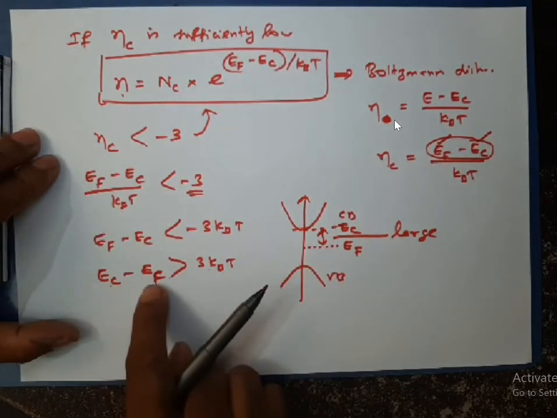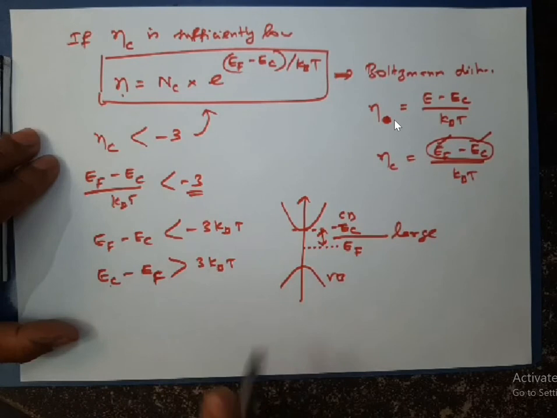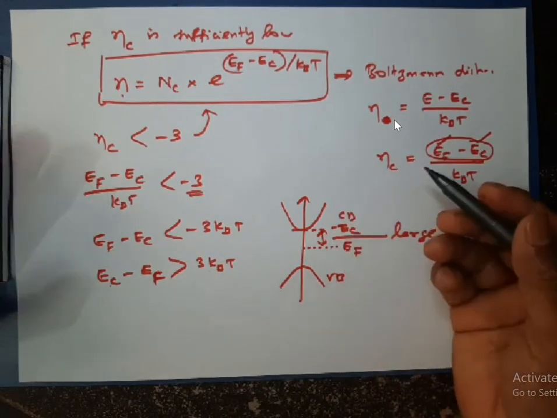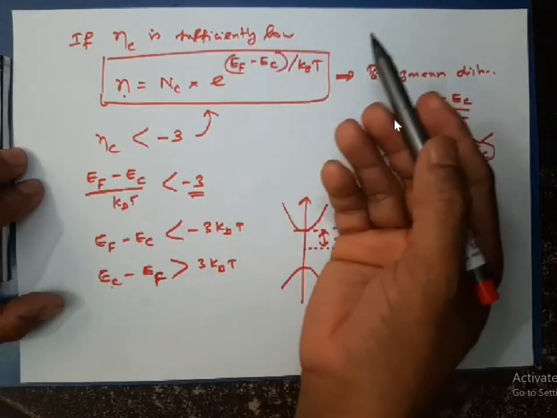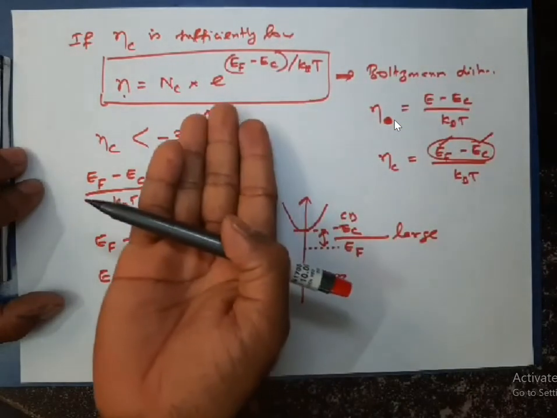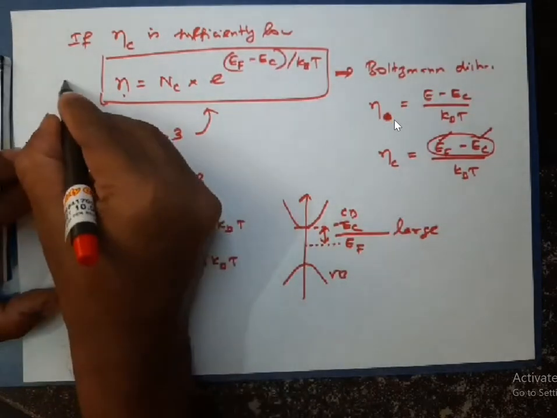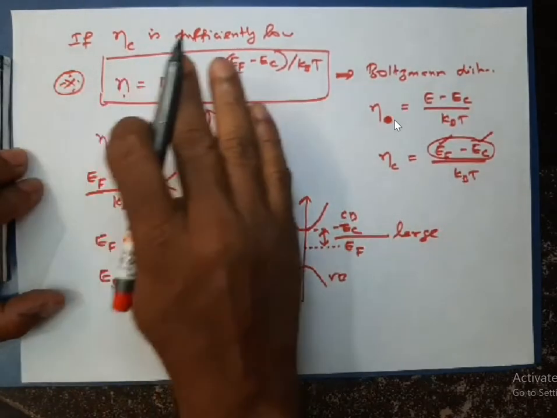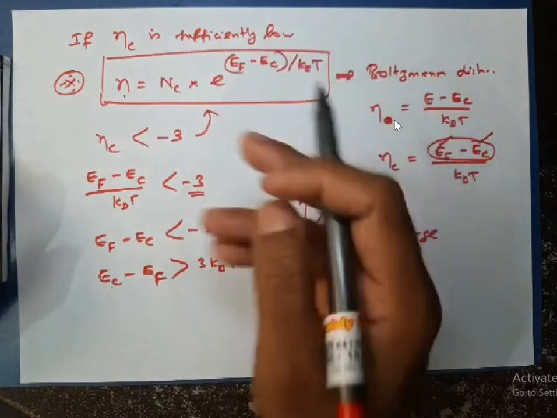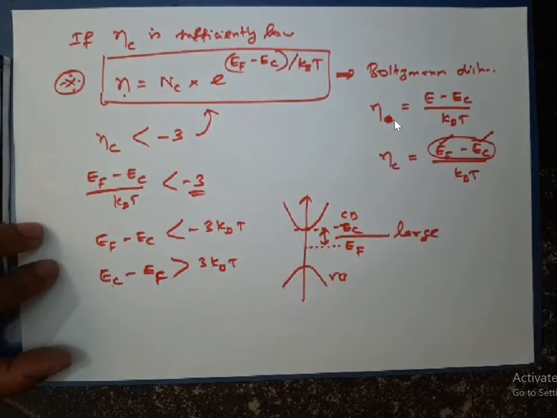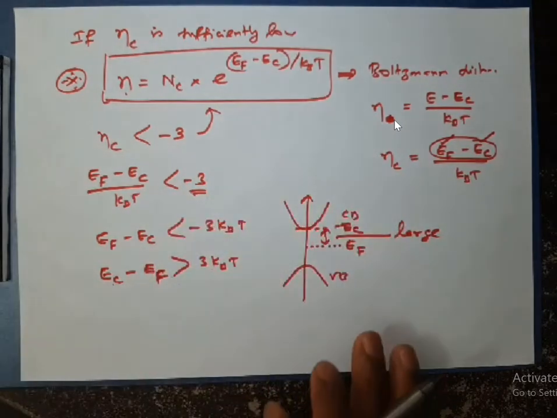If EC minus EF is sufficiently large, that means if this gap is large, then instead of the Fermi integral, you can use the Boltzmann distribution. So this equation can be used if the gap between EC and EF is sufficiently large. That's the point you should keep in mind.